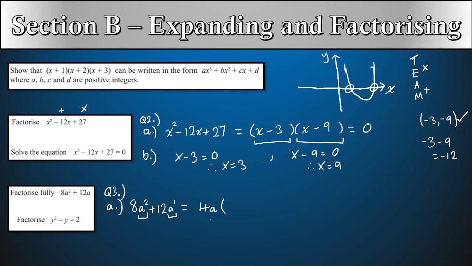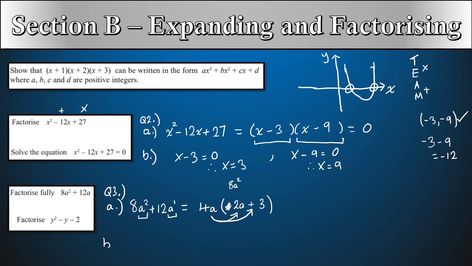So what do we need to times 4a by here to get 8a squared? Well, that will just simply be 2a. So 4 times 2 is 8, and then a times a gives me a squared. So that's the front of the bracket. But we also need this 12a, so what do I times 4a by to get 12a? Well, that'll just simply be 3. Okay, 4a times 3, we get 12a. So that's our factorised form there.